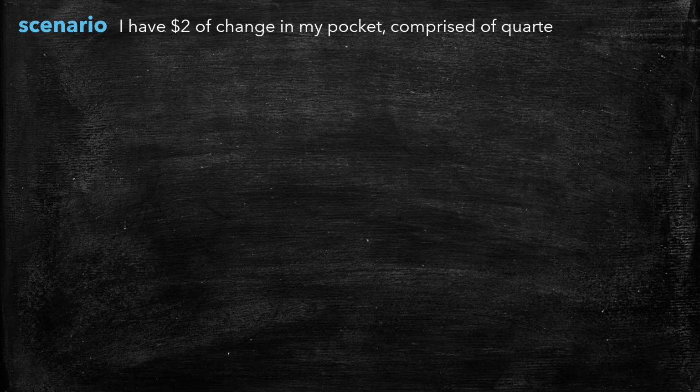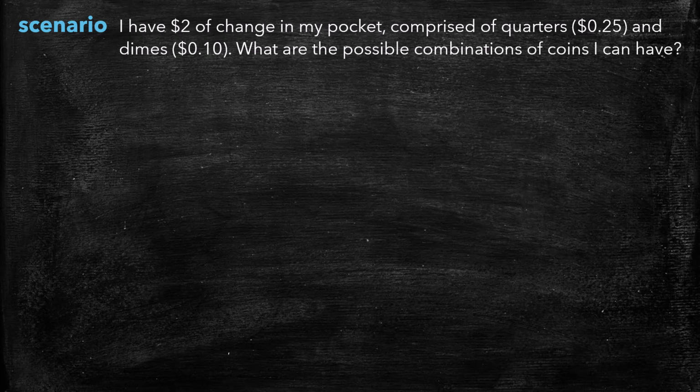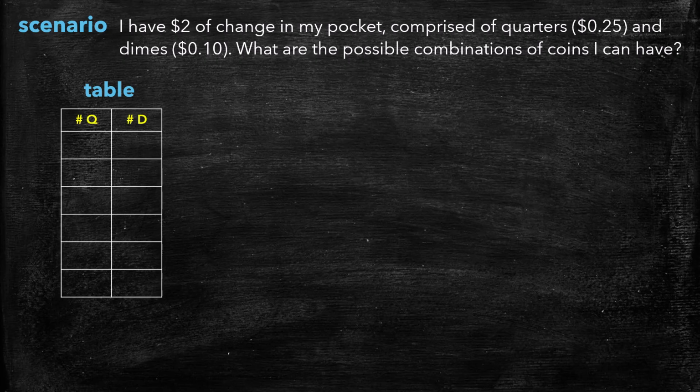So let's begin with a scenario that gives rise naturally to standard form. So here we are. I have $2 of change in my pocket comprised of quarters and dimes. And what are the possible combinations of coins I can have? Well, let's create a table to think about this. We'll put quarters in the left-hand column, dimes in the right-hand column, and go from there.